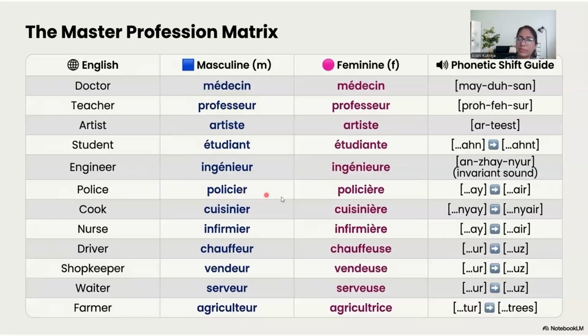Police is policier. Feminine is policière. Cook is cuisinier. Feminine is cuisinière. Correct. Nurse is infirmier. Feminine is infirmière.